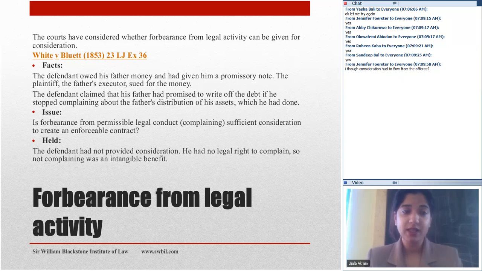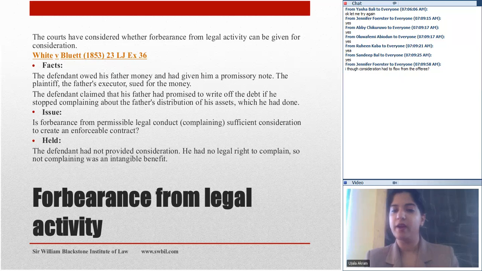So it was held that defendant had not provided consideration. It is interesting to see what the court had decided. They said that he had no legal right that he had given up. So complaining was an intangible benefit, and it was not a legal right. It was not like he had given up some right. Otherwise, it would have been considered as consideration. So it appears from this judgment that giving up rights can be legally sufficient benefit, but giving up something you had no right to do in the first place cannot.